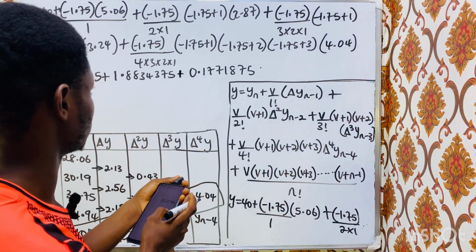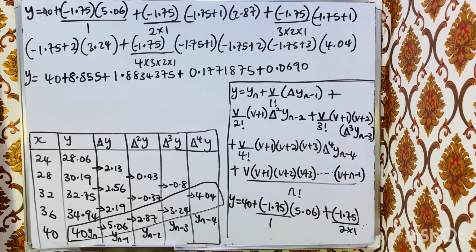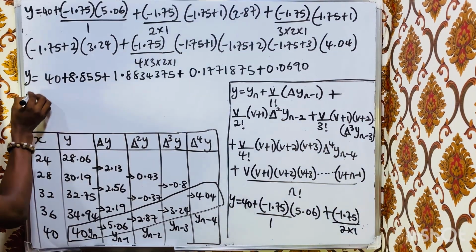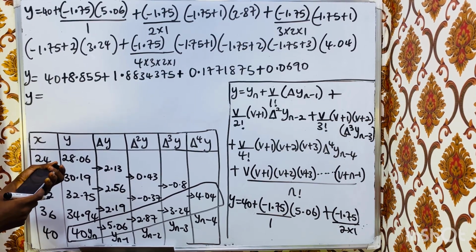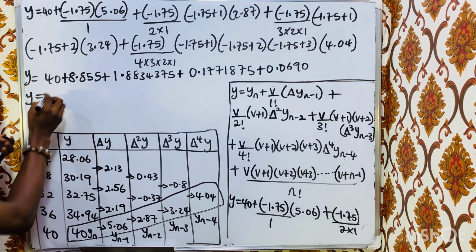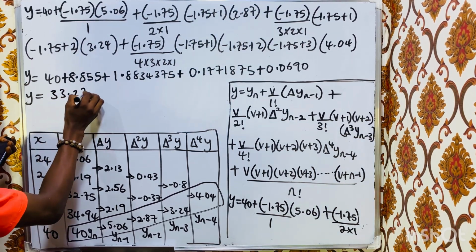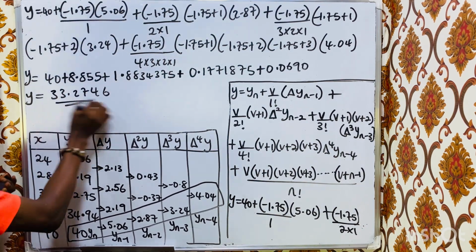Okay, let's do it fast. So this is the value you are going to get. So when you add them together, you are going to be getting 33.2746. So that's the answer.